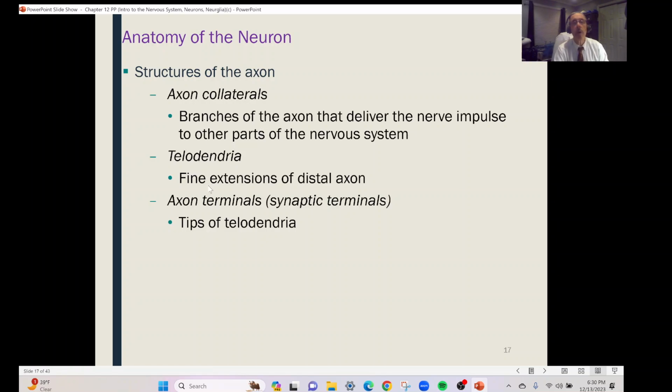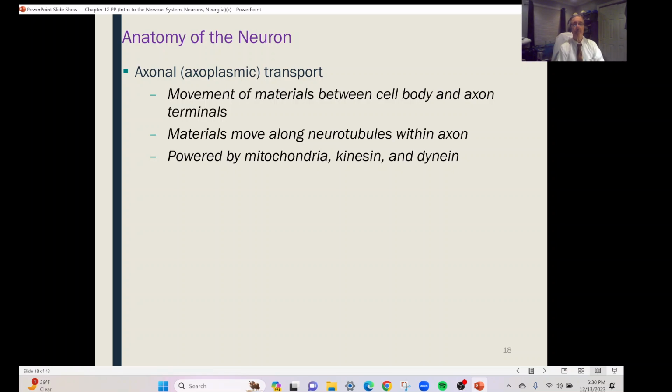Okay, so the telodendria are the fine extensions of the distal axon. This way the axon can come into contact with more than one structure. And then the axon terminals are the tips of the telodendria. They're a little bit of a swelling, and that's going to contain the neurotransmitter. Okay, that is the anatomy of a basic neuron.